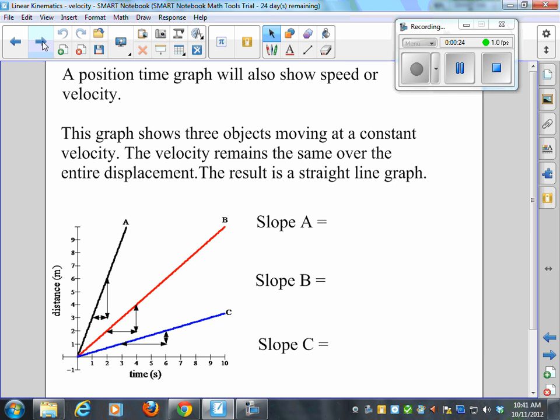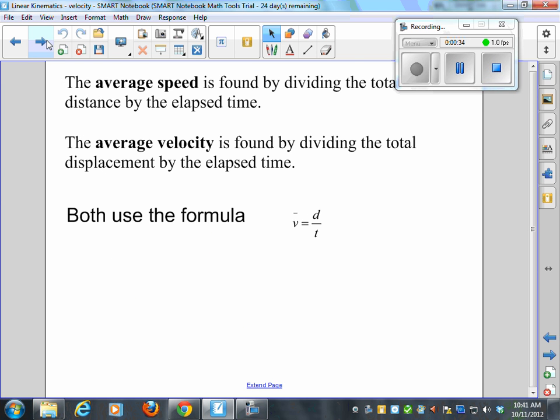We talked about constant speeds, which give us a straight line. We calculated the slope of these lines. We know that the speed for line A is faster than B, and that's faster than C because it's steeper, right? We talked about average speed, which is the total distance divided by the elapsed time. We talked about average velocity, which is the total displacement divided by the elapsed time. And we know that both of them use this formula right here, which you guys have used, I think, in grade 10.